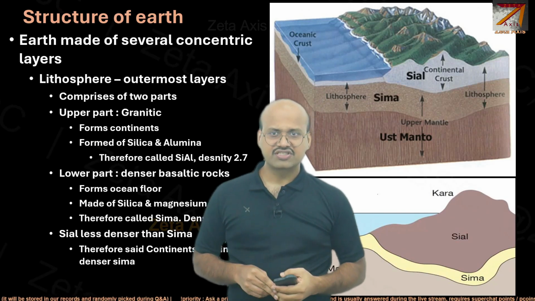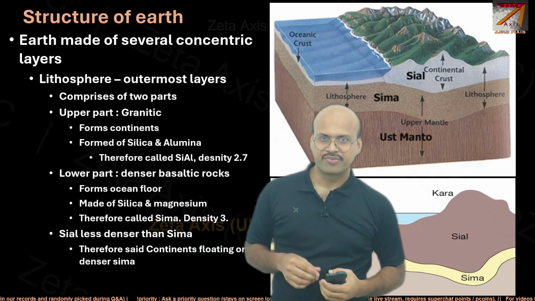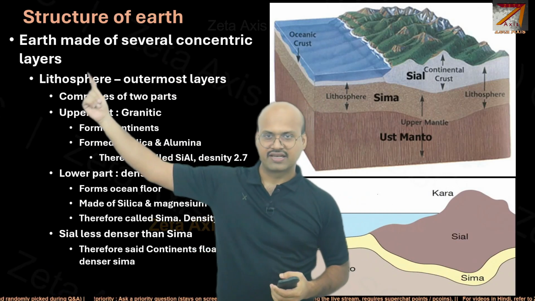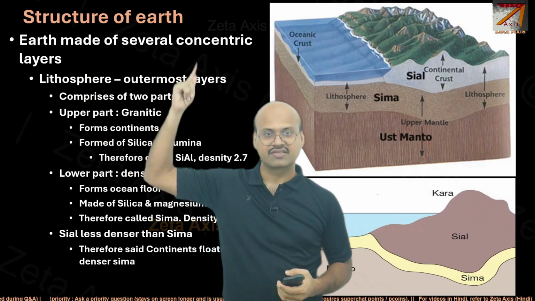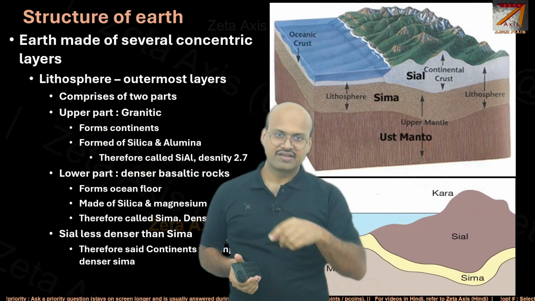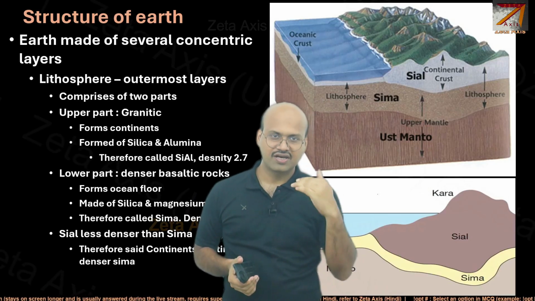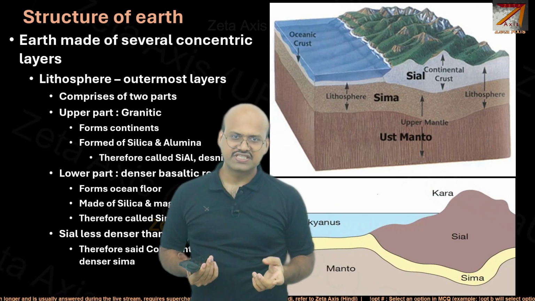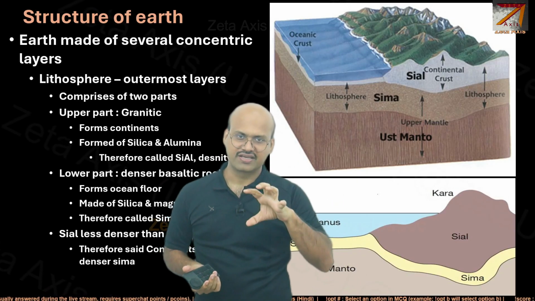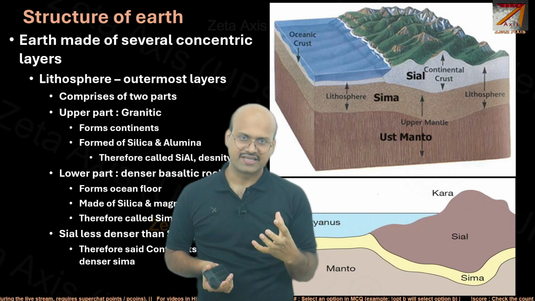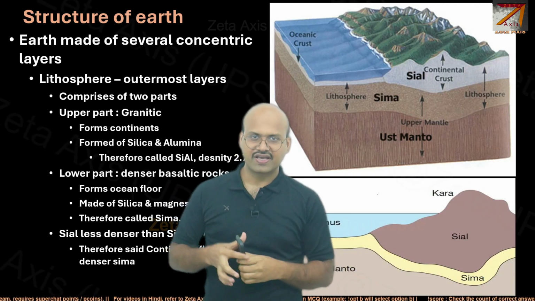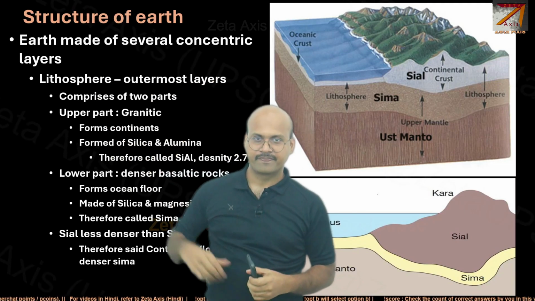Now let's see the structure of Earth. The Earth is made of several concentric layers. What does concentric mean? That all are located around a common center. If you see the Earth's structure, you will see that there are different layers, and all these layers are circular or spherical in shape, and they have a common center. That is why concentric layers.